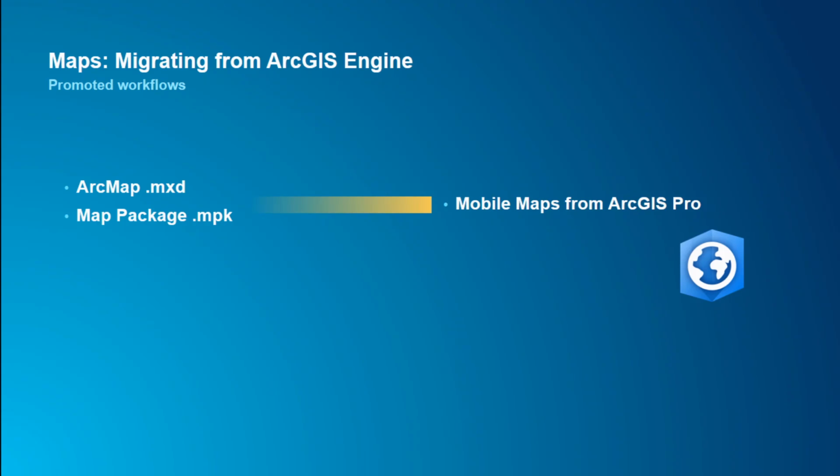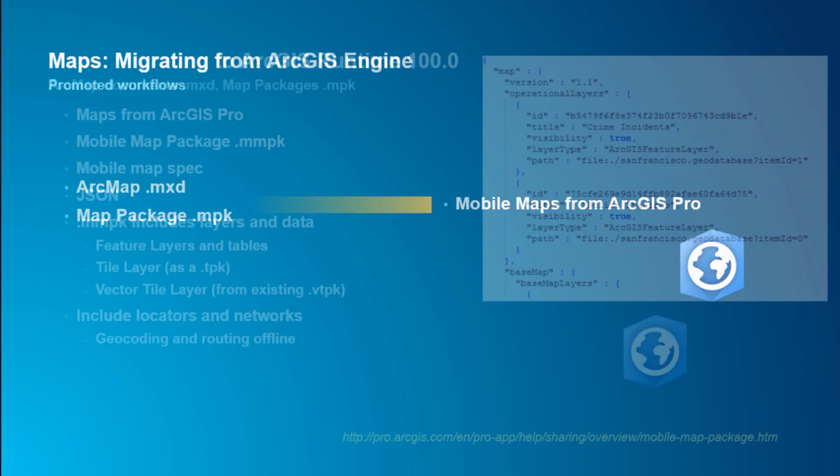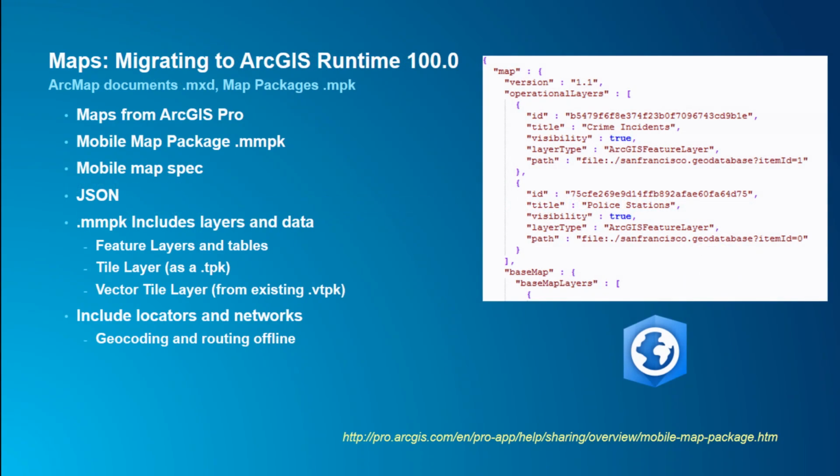Okay, so that was maps from the ArcGIS platform. Let's talk about mobile maps from ArcGIS Pro. Mobile maps from ArcGIS Pro are a mobile map package, an MMPK format. It's based on the mobile map spec, which is essentially equivalent to or a subset of the web map spec. Again, it's still based on JSON, although the actual file that you work with as a mobile map package is a single file. That MMPK includes the layers and data. So it's a package of content.